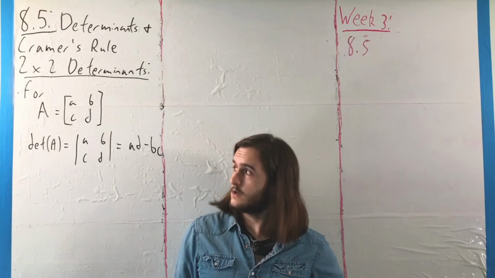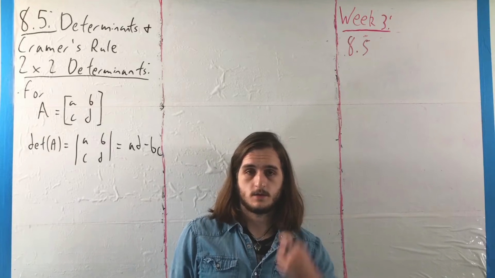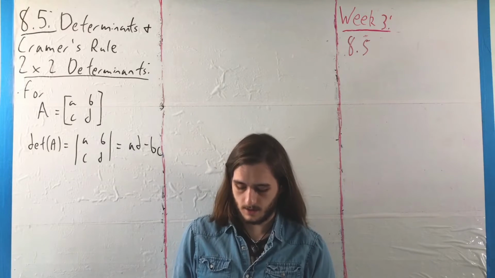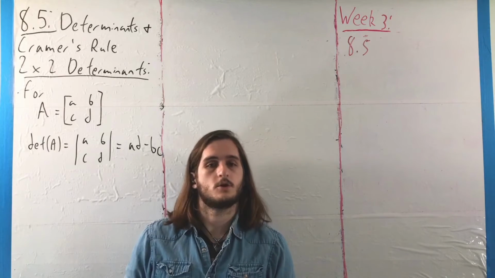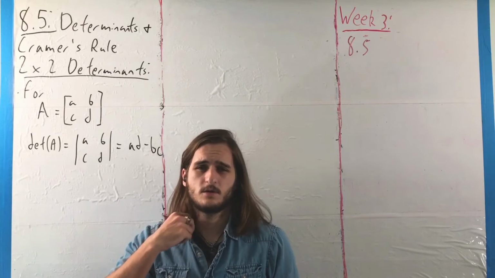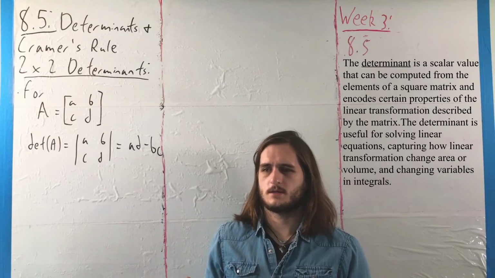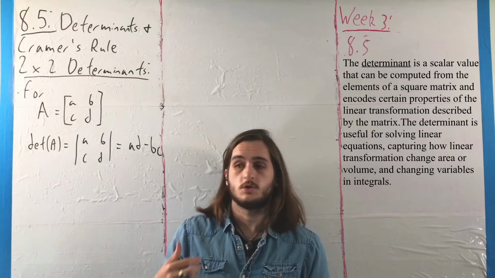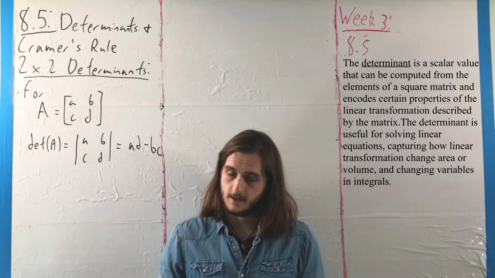Okay, so we're going to start our work here looking at determinants and Cramer's rule with the nicest case that we have, the 2 by 2 case. We're going to look at how we can compute the determinant of a 2 by 2 matrix, where determinants are special values associated specifically to square matrices. They don't apply to anything else.